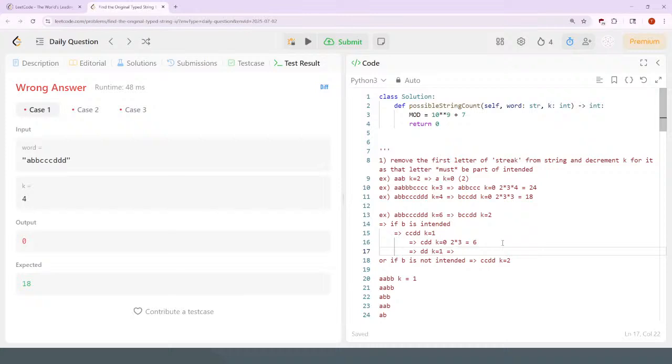well, if you have this kind of base case where there's only one streak left and k is some number, then you reduce the streak by that amount, and the first D has to be intended, right? So the second D is possibly unintended or possibly intended. So that's going to be 2 ways there. Yeah. And then going on to the second one.